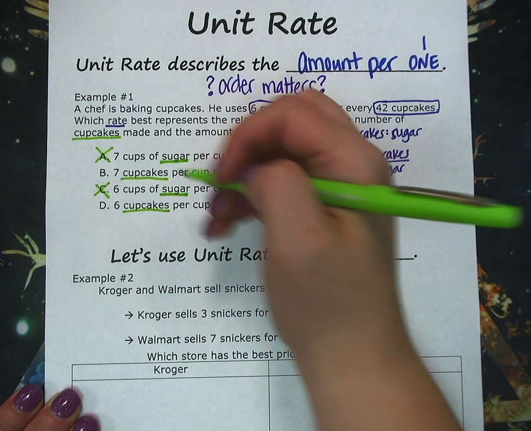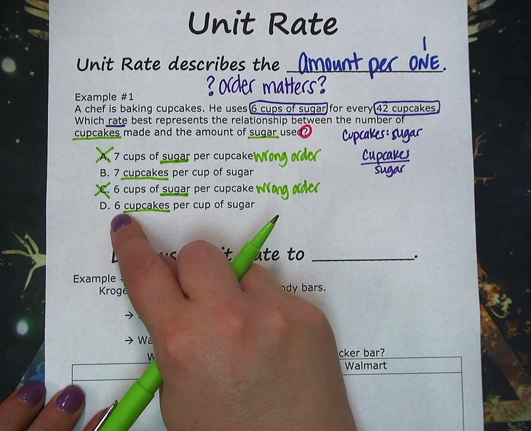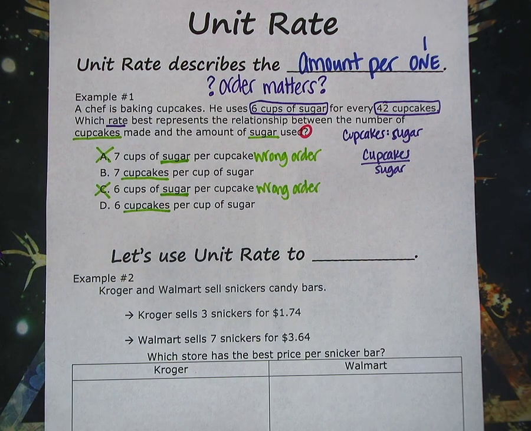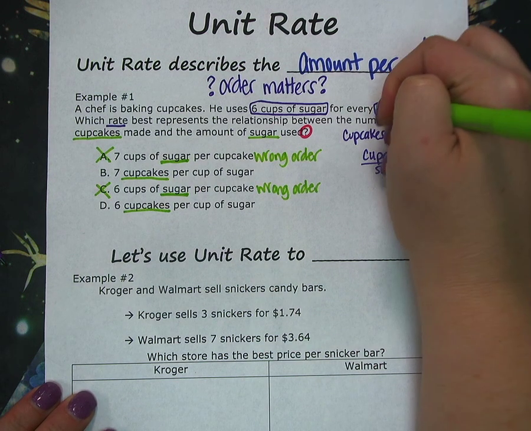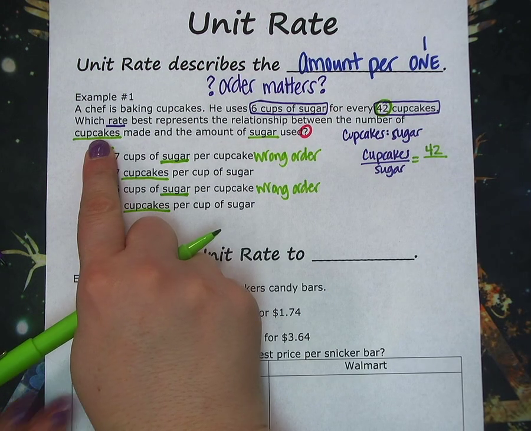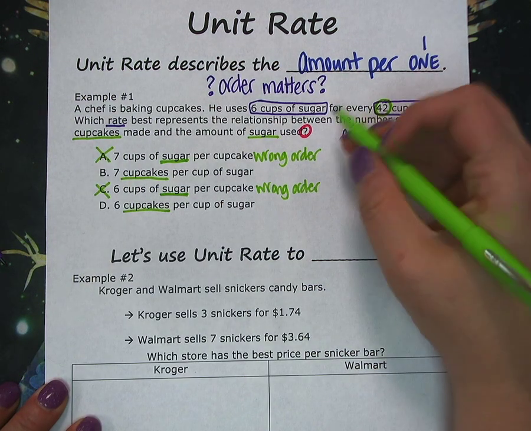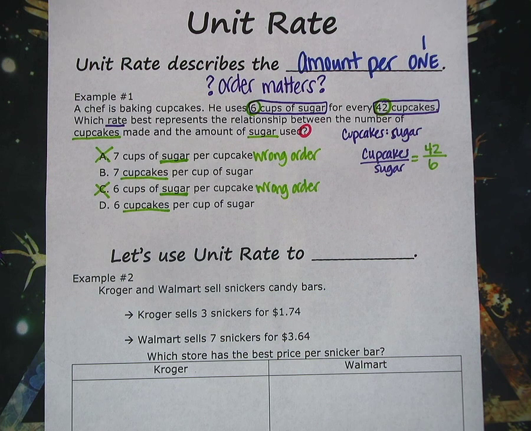So at this point, I have either 7 as an answer or 6 as an answer, and both of them are in the correct word order, okay? So I'm going to fill in what I know from my question. So again, how many cupcakes? 42. I know 42 is going to come first because it was the first word in my question. And then how much sugar? 6 cups. And there's my fraction, okay?